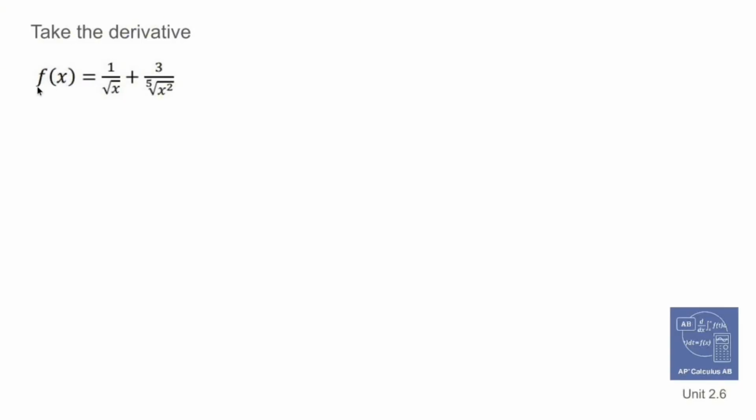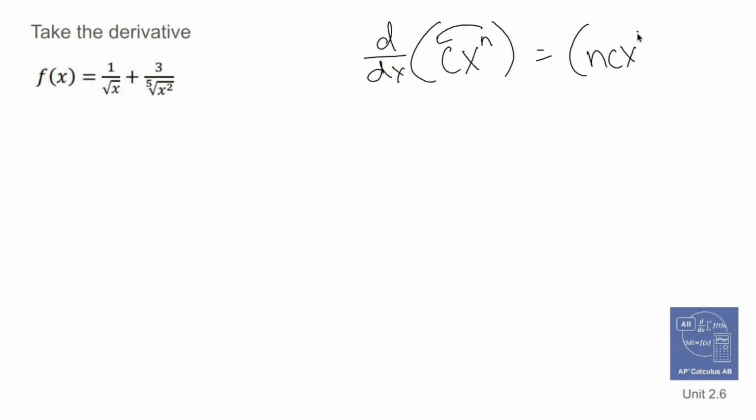Take the derivative of f of x equals 1 over the square root of x plus 3 over the fifth root of x squared. This is going to use the power rule. Now, the power rule says that if I were to take the derivative of something in the form of whatever times x to the nth, you drop the n down and multiply it to that c, and then you subtract 1 from n. This, though, and these guys don't look the same at all.